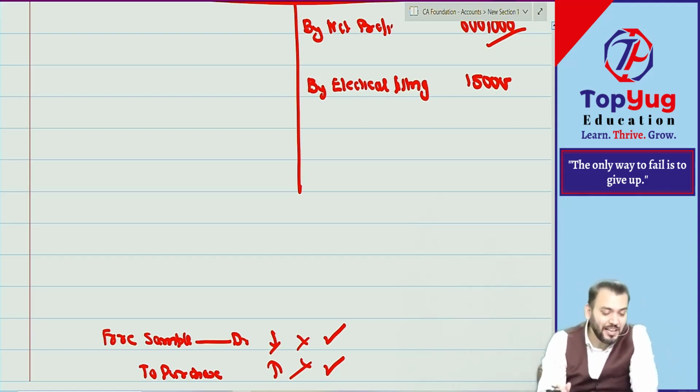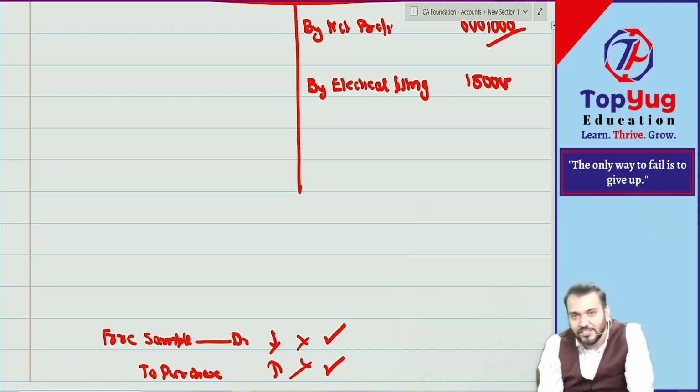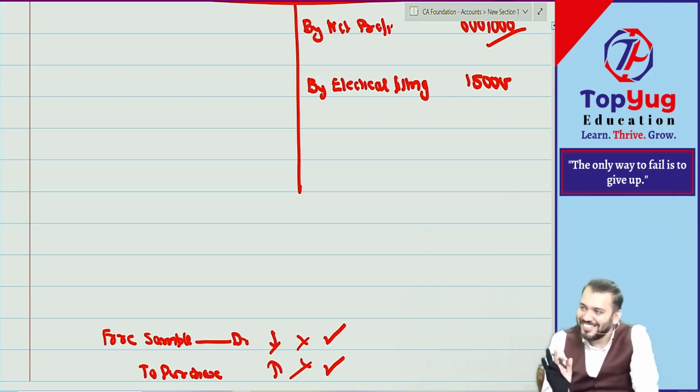Okay. So this foundation is easy. Inter is easy. CA Final is easy. Once we think in this way, don't take any tension. But in our test, perform well. Next test is coming soon.